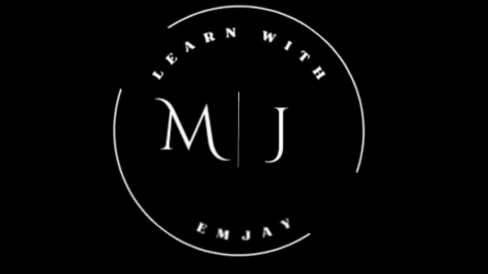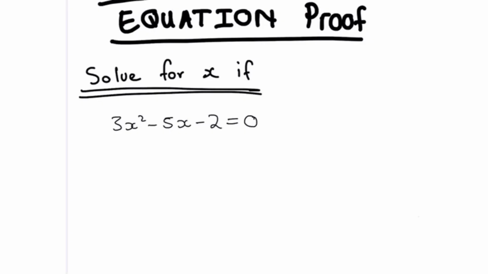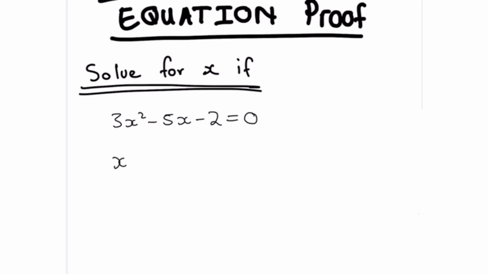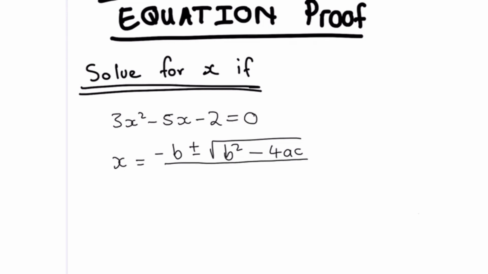Okay. So let's say we have a problem like this. If we have a problem like this and we want to use the quadratic equation, all we have to do is just write it down. X equals minus b plus or minus the square root of b squared minus 4ac, divide everything by 2a.